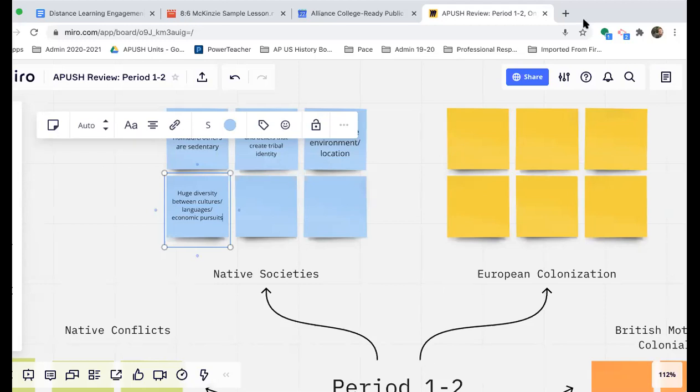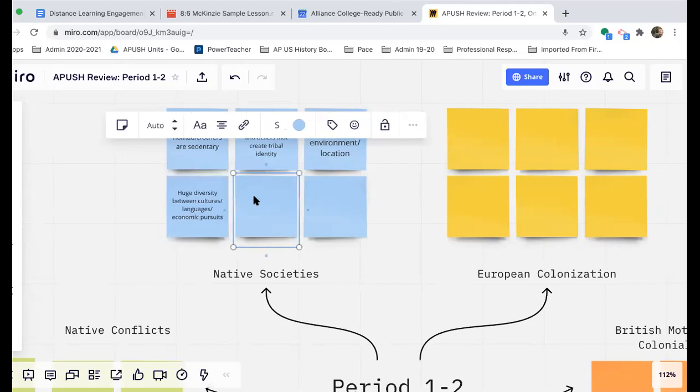Come on, come on. Let me think if there's anything. They saw themselves as individual tribes, not as a whole. Good. That's important, right? For how they see themselves. They see themselves as individual tribes, not as a large unified entity.